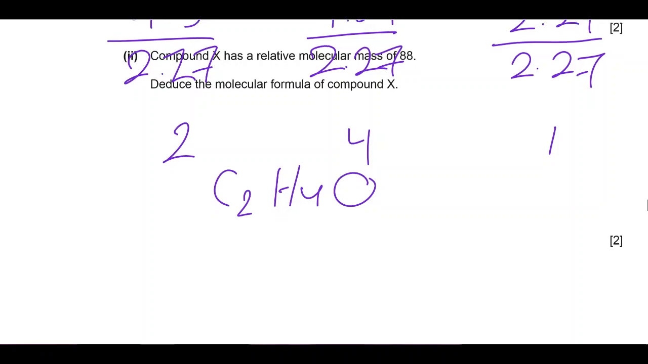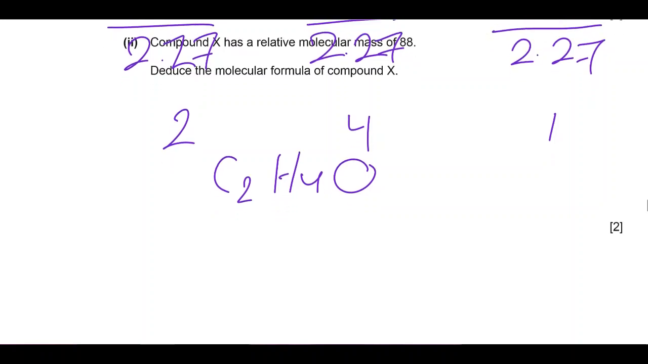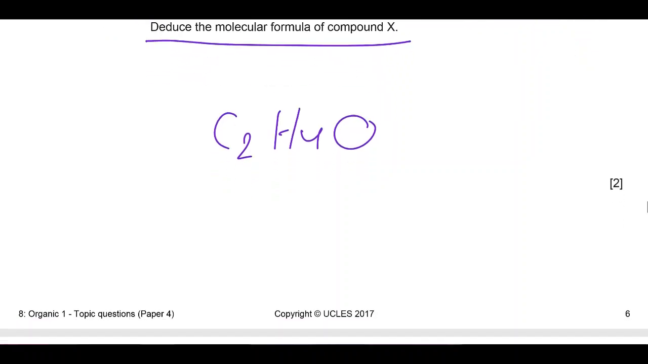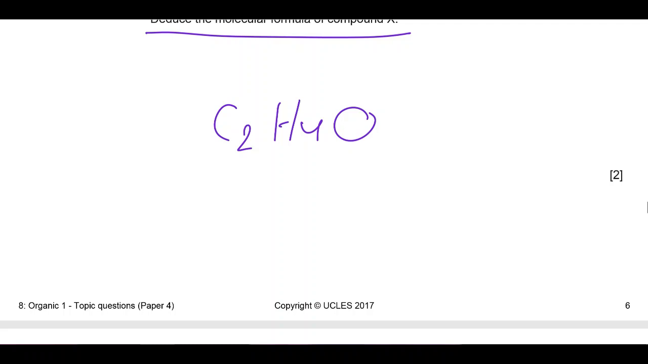And then in this question, so let me remove this part here. Compound X has a relative molecular mass of 88. Deduce the molecular formula of compound X. So here you need to use this equation. Let me write the empirical formula in this part. We found it's C2H4O.